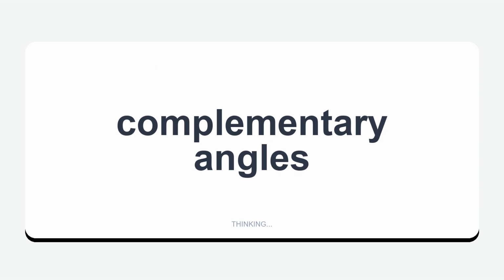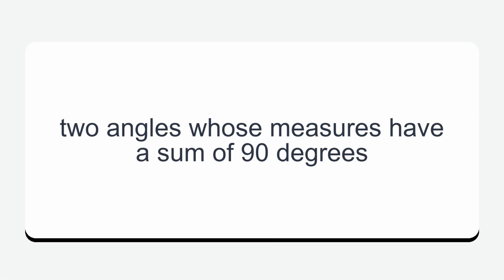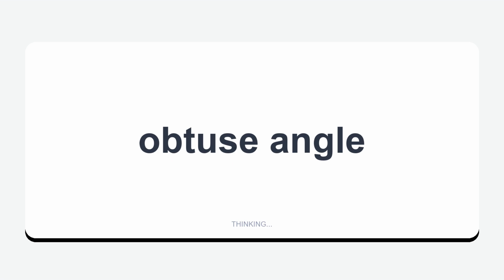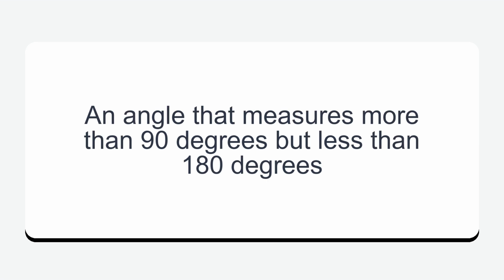Complementary angles: two angles whose measures have a sum of 90 degrees. Obtuse angle: an angle that measures more than 90 degrees but less than 180 degrees.